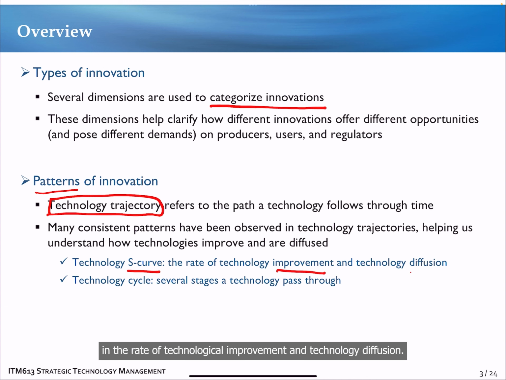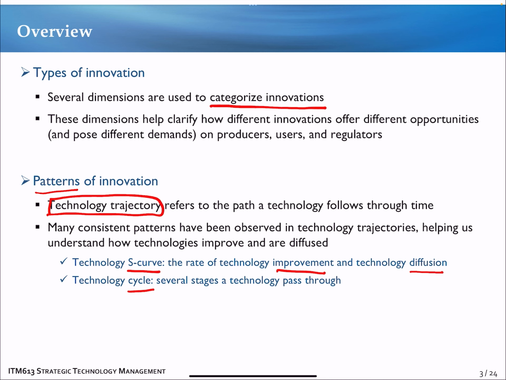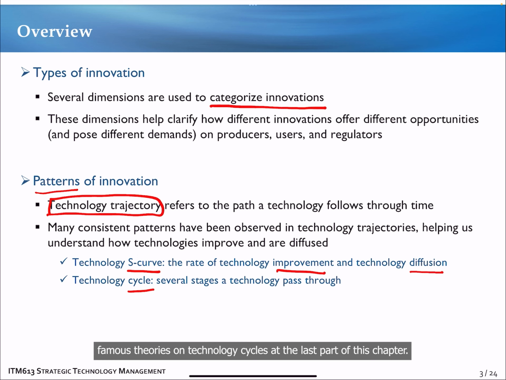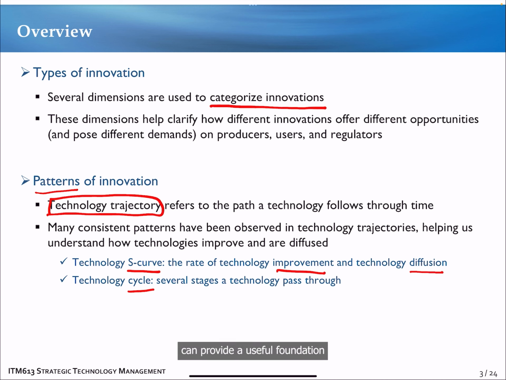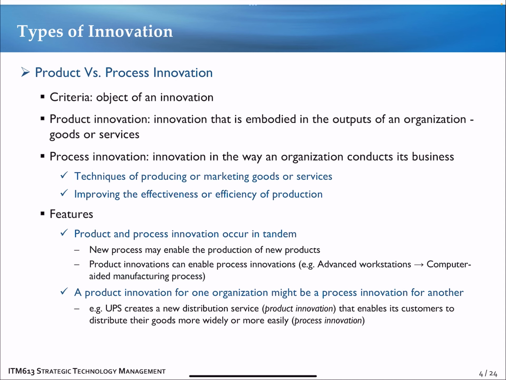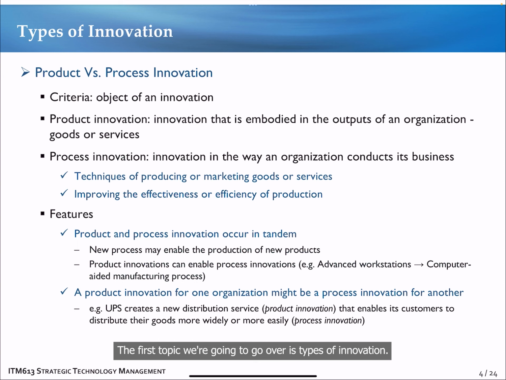The innovation patterns can also be analyzed as a cycle. So we'll cover famous theories on technology cycles at the last part of this chapter. Understanding the types and patterns of innovations can provide a useful foundation for the formulation of a technology strategy. The first topic we're going to go over is types of innovation.